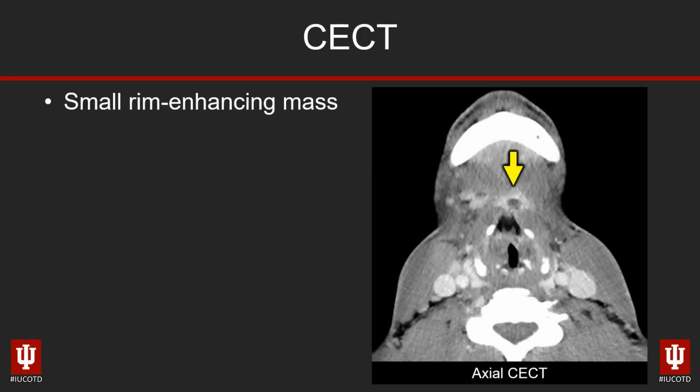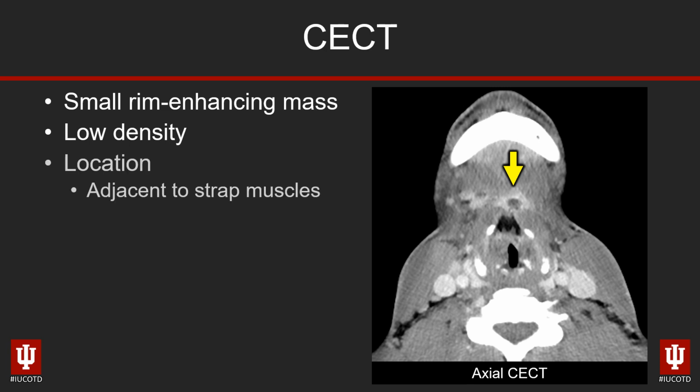All right, let's start by looking at the imaging. The first image to look at is an axial contrast enhanced CT. And what you'll notice is there's a small rim enhancing mass. This yellow arrow is pointing right at it. And this is centrally of low density, although there's certainly enhancement surrounding it. And if you look at the location, it's right adjacent to the strap muscles. You can see them sitting just behind it or just deep to it.